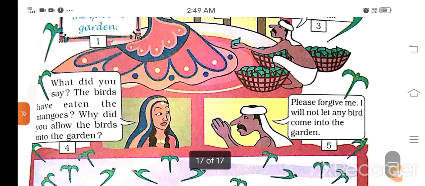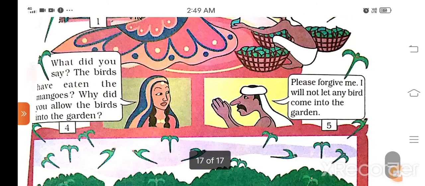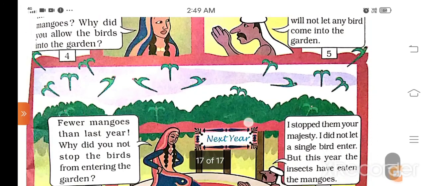On hearing this, the queen was very angry. She said, What did you say? The birds have eaten the mangoes? Why did you allow the birds into the garden? How can the birds eat our mangoes? He answered, Please forgive me, I will not let any bird come into the garden. Then the gardener promised that now he would not let any single bird into the garden.